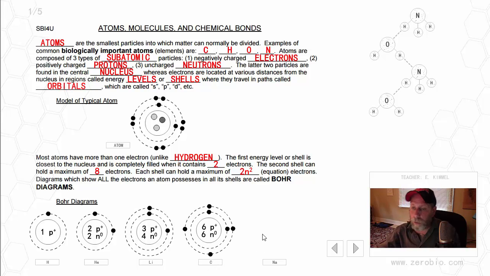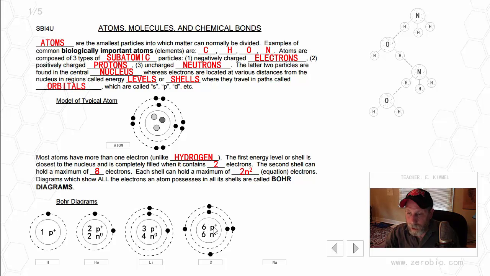Now, I'm not doing all of them in order: hydrogen, helium, lithium, beryllium, boron, and all that kind of stuff. You probably did that in grade 10, or maybe you'll do that in your grade 12. I'm just focusing on a few of these to show you how to draw them. Carbon, as we had said earlier, one of the biologically important atoms, probably the most important atom for life on Earth. This is the Bohr diagram.